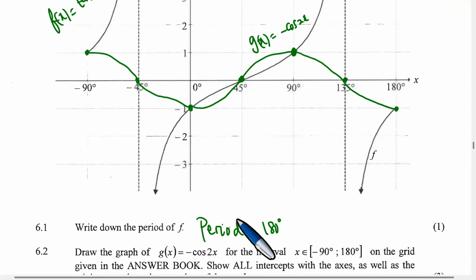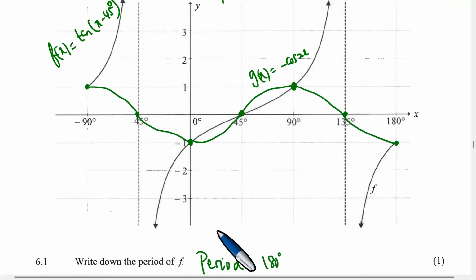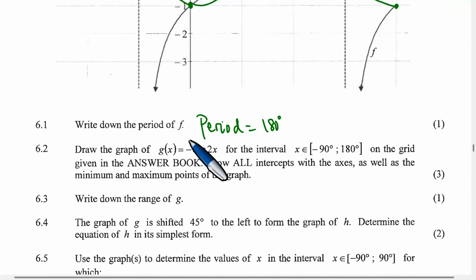Right, so write down the range of g. Here's the function g. You look at the smallest value, it is from -1 to 1. So which means that the range is y is an element of -1 to 1.